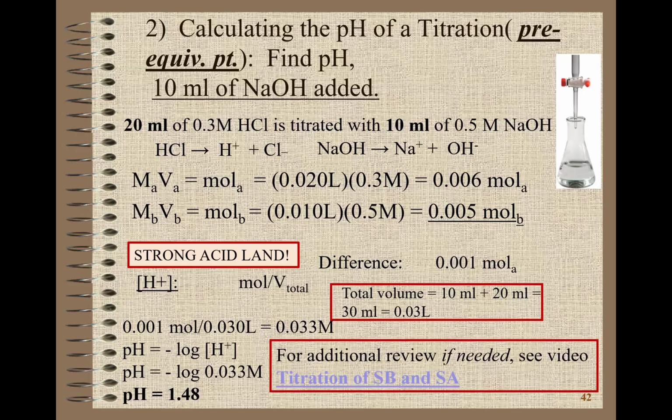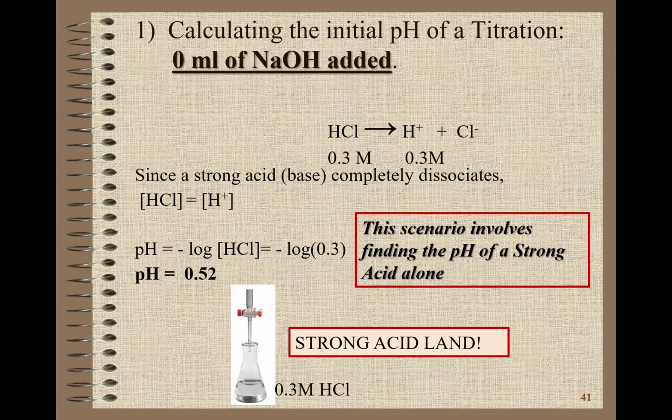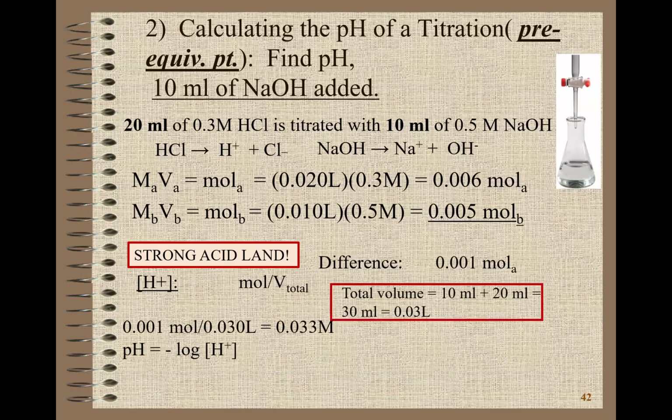So in this case, we added 10 milliliters of base. We figured out moles of acid, moles of base, and we had this much left over. Then we had the new volume, and we took moles divided by liters. We got the molarity, and then we found the pH of that. Good? Good. All right, so we're still in strong acid land. So we went from, let me just go back again real quick. Sorry about that. We went from a pH of 0.52, and now we go to a pH of 1.48, but we're still in strong acid land.